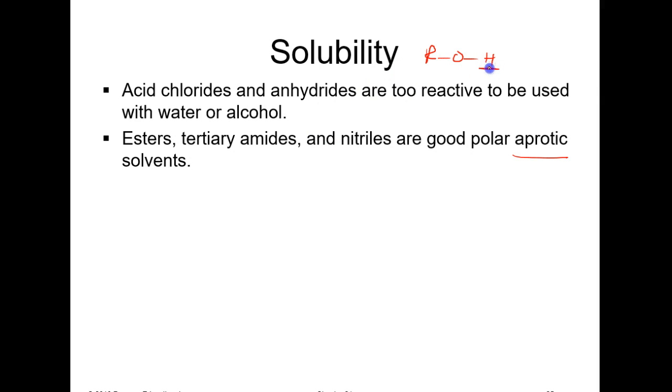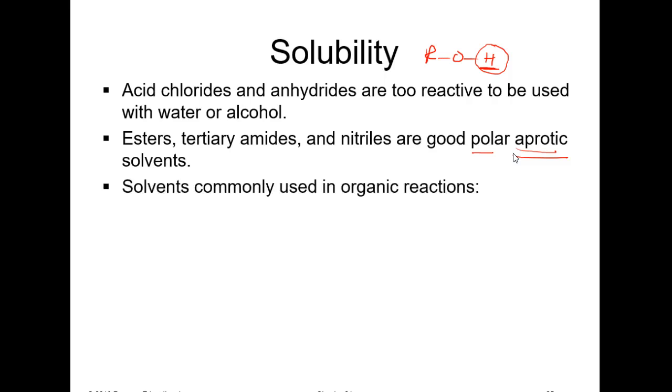It's going to start plucking off hydrogens and deprotonating. So let's say you want a polar solvent, but you don't want an acidic proton. Well, you would use one of these esters, tertiary amide, or a nitrile. They're polar and they do not have any protons on them. So that's when you would use solvents such as those.